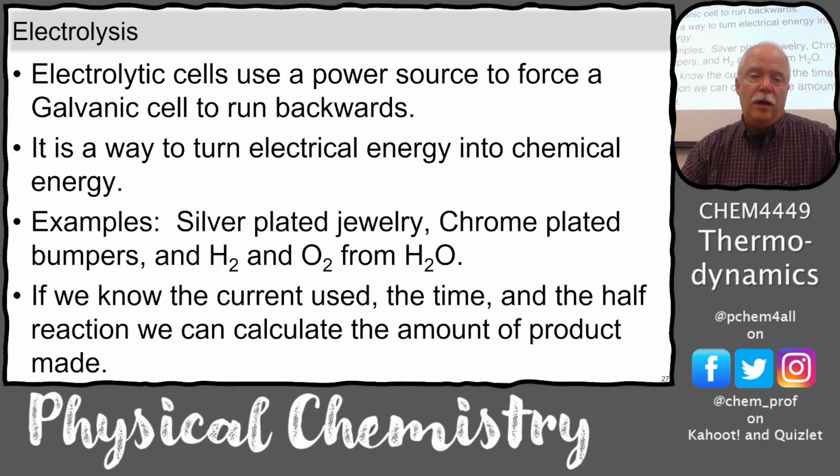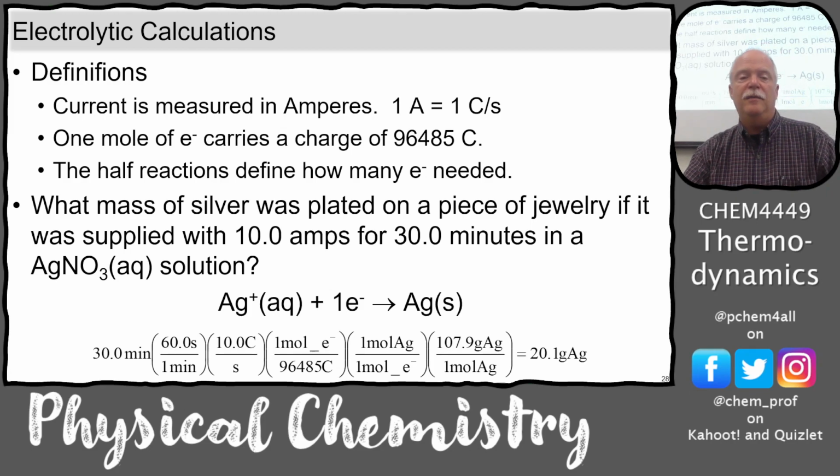We can also use this to take aqueous ions of metal and make them solid, and so that's where all of our electroplating comes from, chrome-plated bumpers and silver-plated jewelry, etc. And so this is super easy if we know the current and the half reaction and so on. So here's an example of silver being plated on jewelry, 10 amps for 30 minutes in a silver nitrate solution. It's just straight up dimensional analysis.